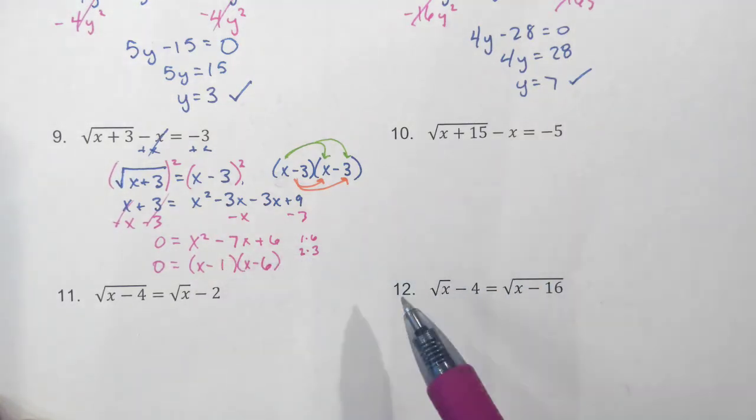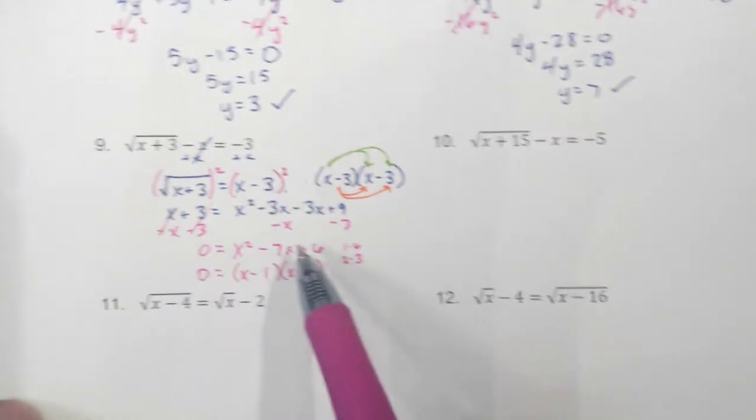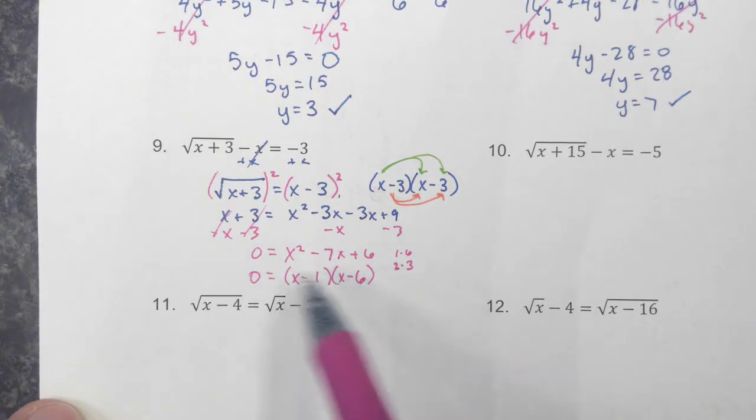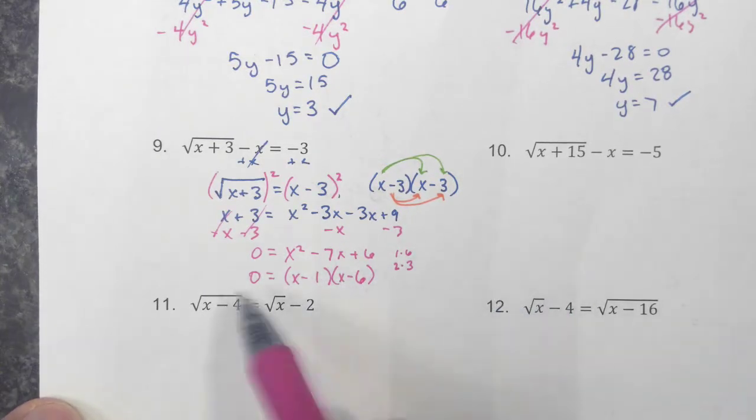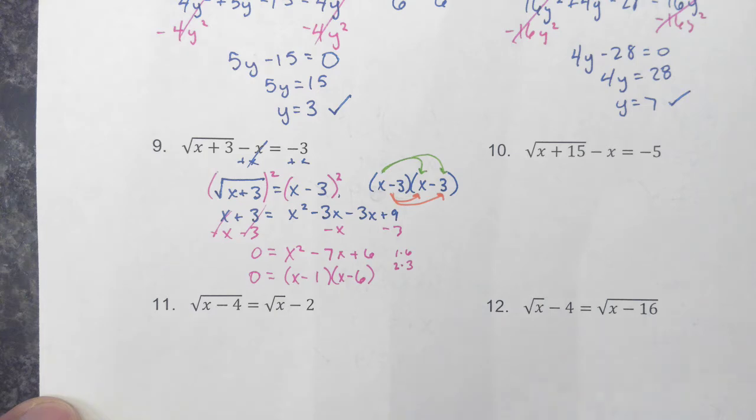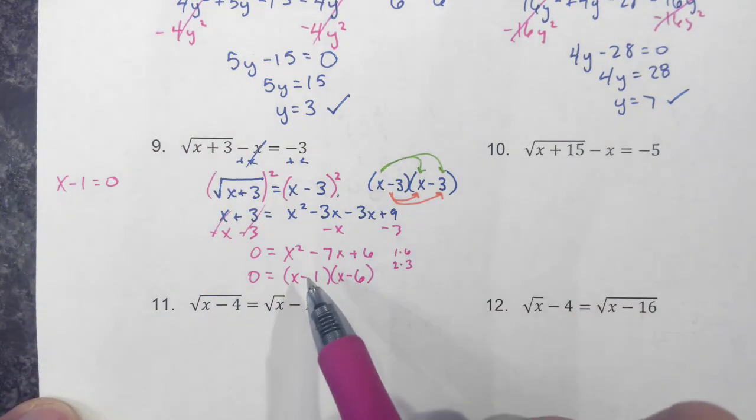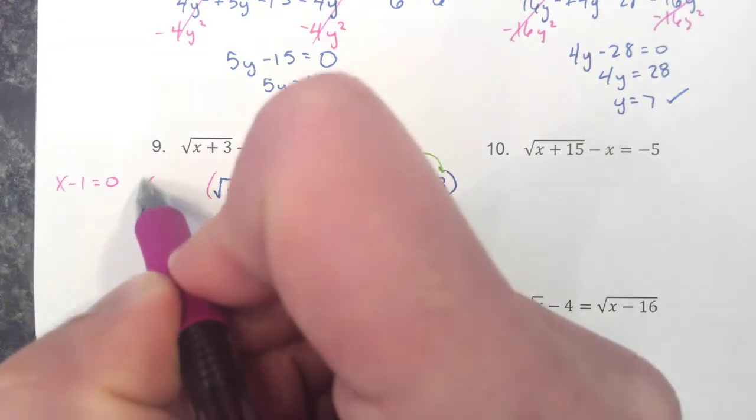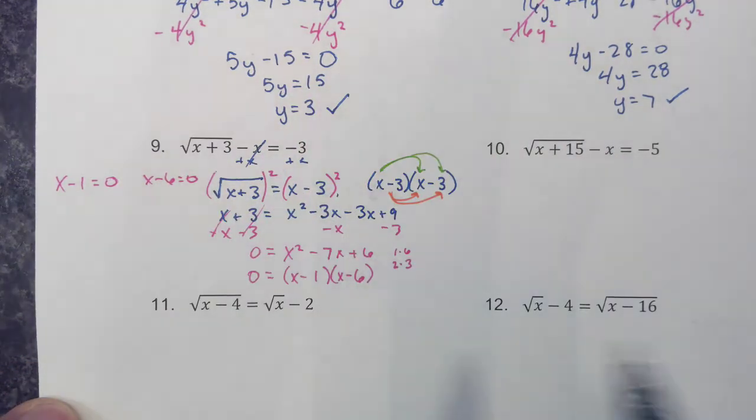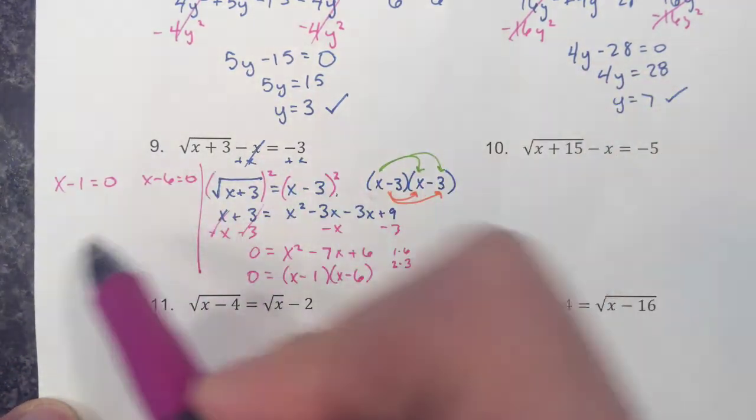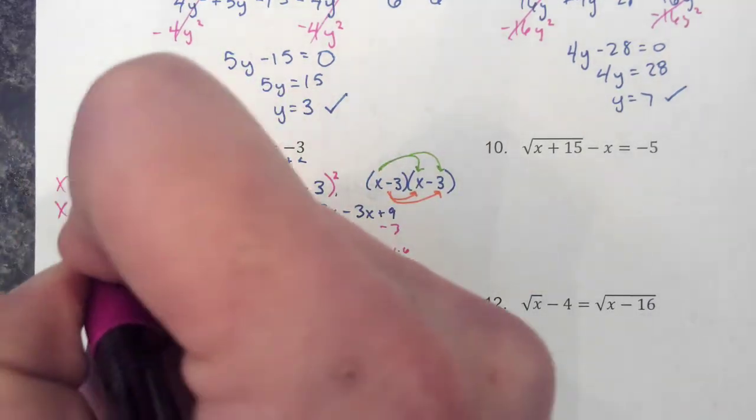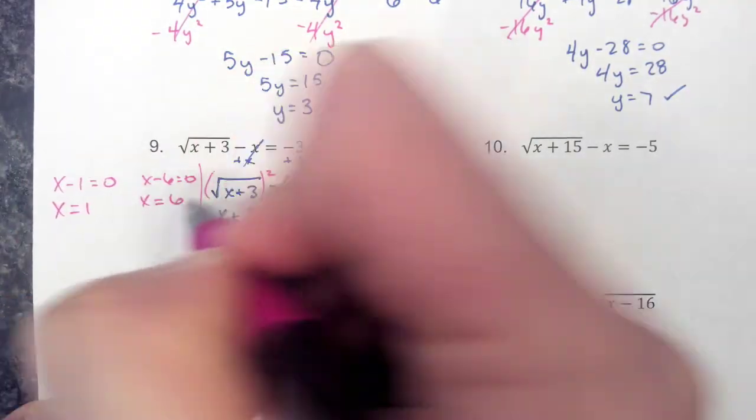And I didn't quite give you enough room here, so I'm going to come over here to the left. Remember, once it's factored, you take each factor and individually set them equal to 0. So x minus 1 equals 0. That's my first one. And x minus 6 equals 0. That's my second one. So that means that x would equal 1 and x would equal 6.